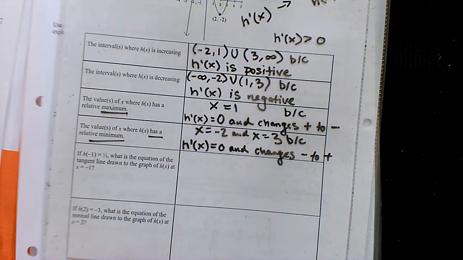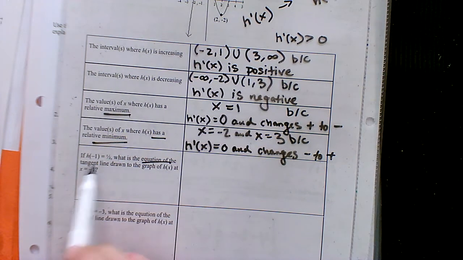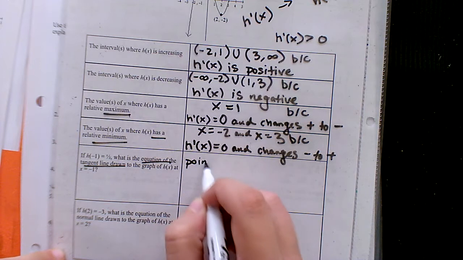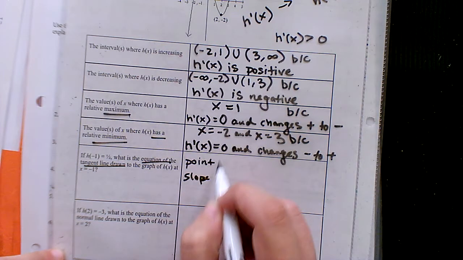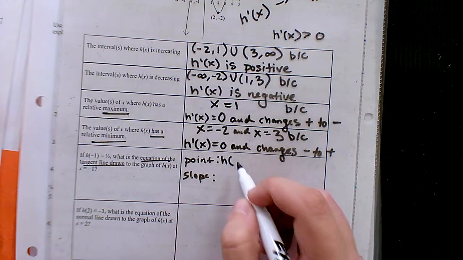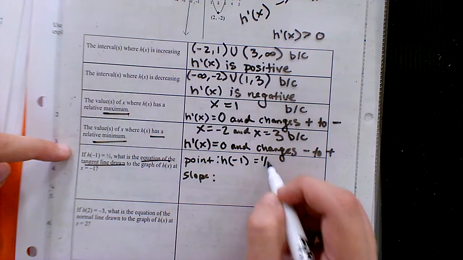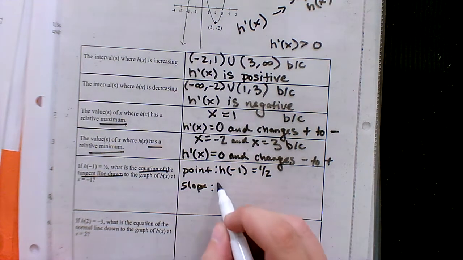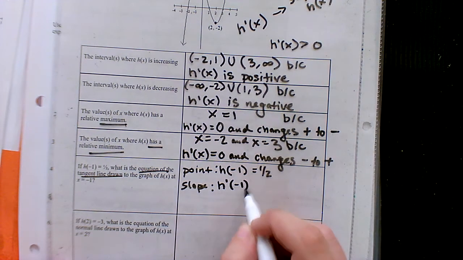If h prime of -1 is a half, what is the equation of the tangent line? All right, we need to know what equation of a tangent line? Point slope. Okay, point slope. Now they give us the point. Notice how it's just h, not h prime. So h of negative 1 is a half. Where can we figure out the slope value? We need h prime of negative 1.